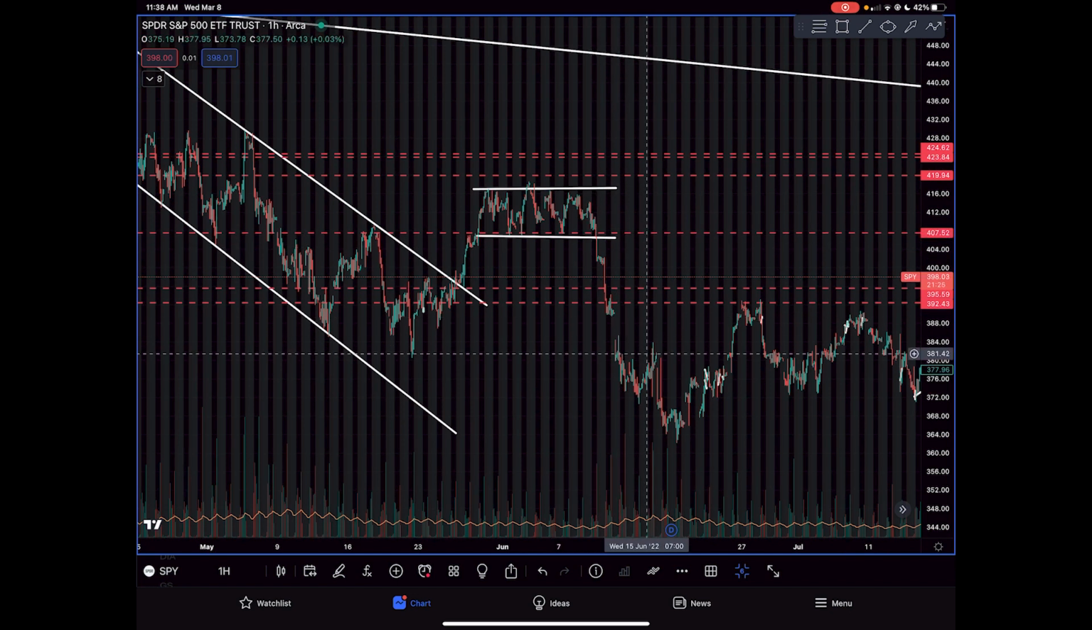Remember to keep in mind that the trend is your friend, and you want multiple touches, right? You want more than 2 or 3 touches of these trend lines, of these support resistances for it to be solidified.